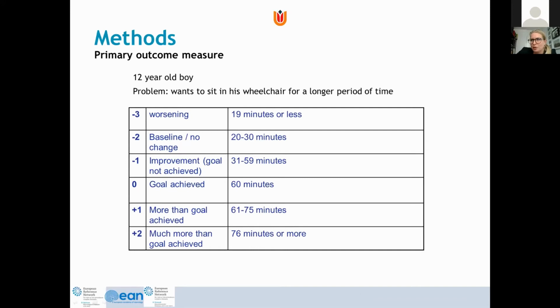The score always starts with a baseline score, the situation at the moment you make this table. If you repeat the score after 3 months and there's no change, you keep the score of -2 for that goal. The aimed goal is always a score of 0. That's when your goal is achieved. It is also possible that you don't achieve a goal, but that you do improve on the goal, and that would be a score of -1, or you can achieve more than your goal, which could be +1 or +2. And the last option is that someone worsens, and there's also a score for that.